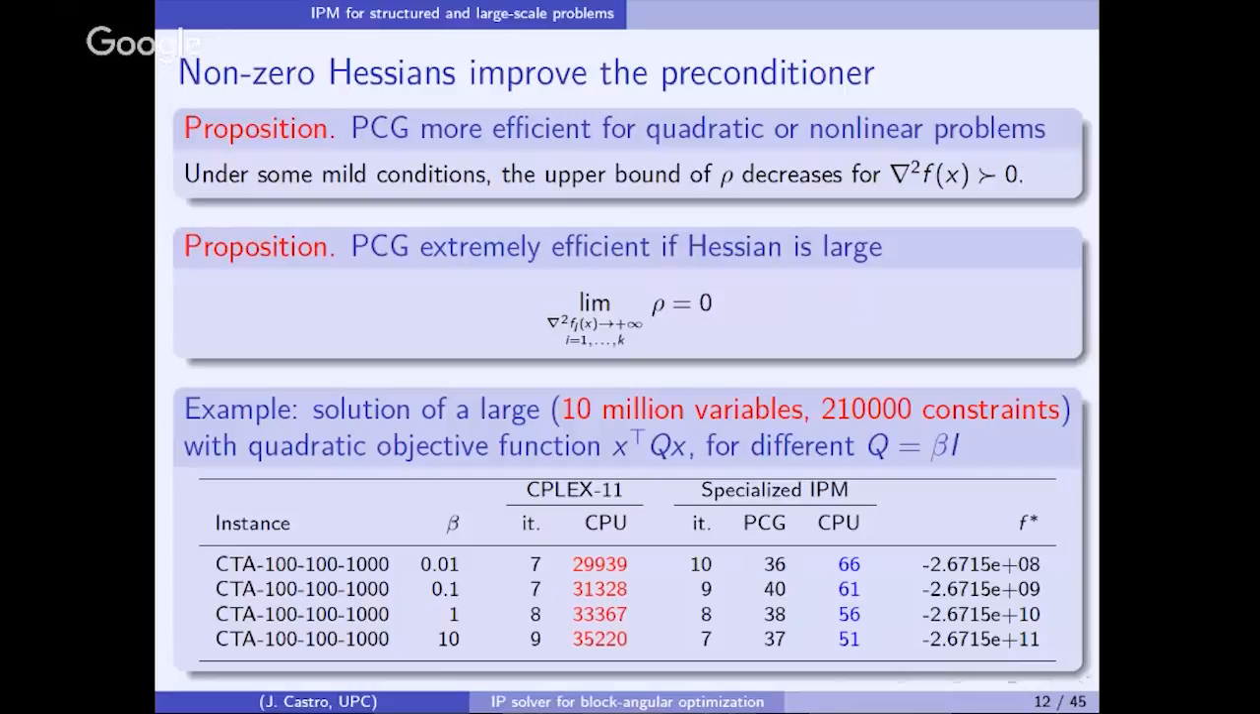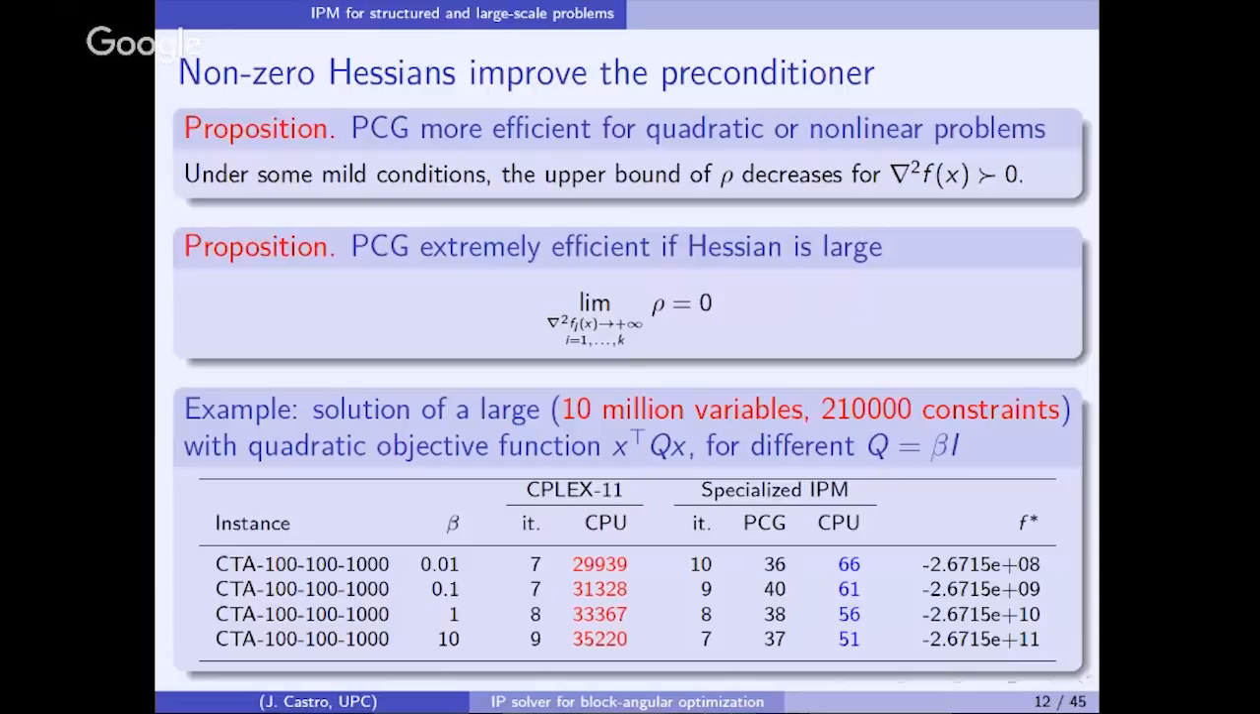So some results. These are results comparing our method with simplex. Okay, this is the number of iterations of the interior method for simplex and in our solver. It's very similar, but this is the CPU time. Look at the CPU time of simplex compared to the CPU time of that method. So when the problem is purely quadratic, that approach is very, very efficient. If you add a linear term, it's no longer so efficient.